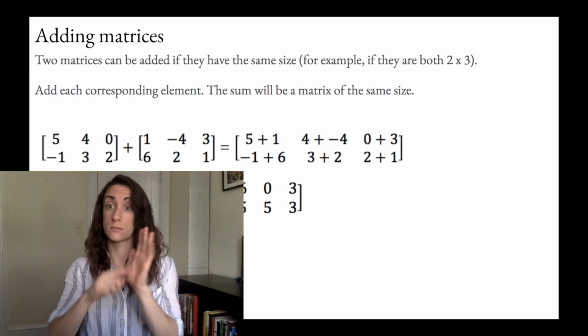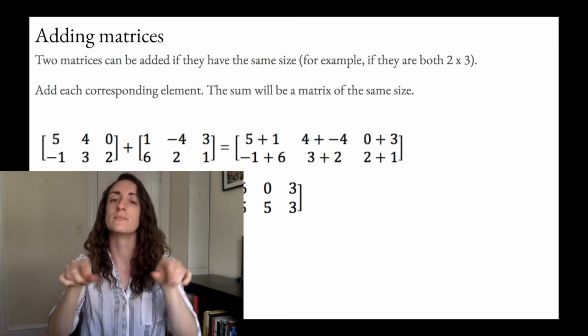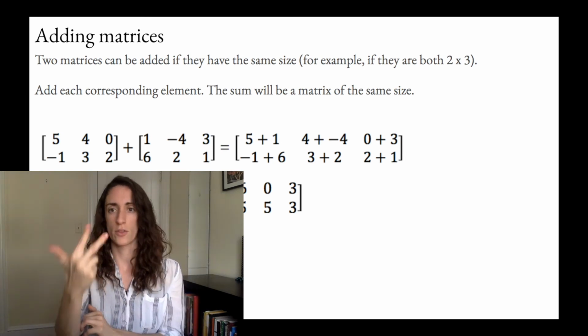And the last step, of course, will be to actually add each of these pairs of numbers. So you see the answer that we've come up with here is once again a 2 by 3 matrix. It's the same size as the 2 matrices that we added.